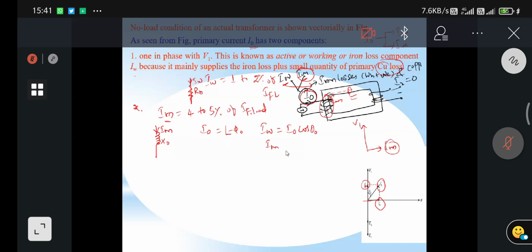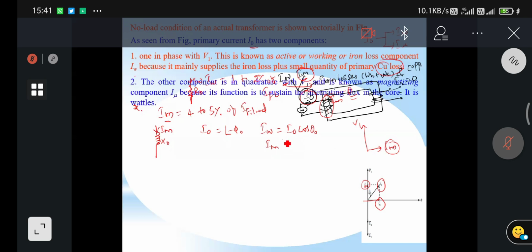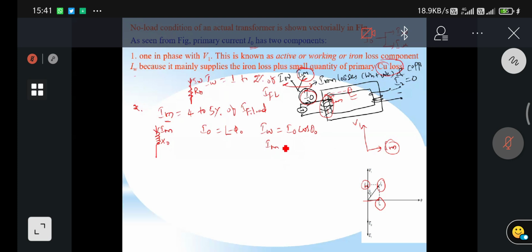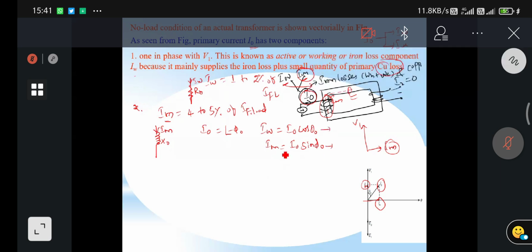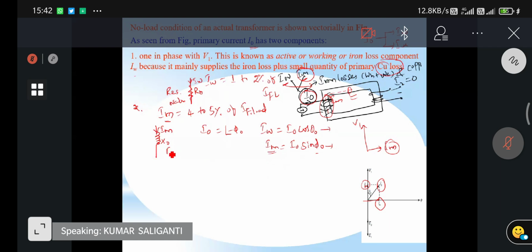So that is IW equal to I naught cos phi naught, and IM equal to, you can see, the magnetic component current, that is I naught sin phi naught. So this is the active component, this is the reactive component. This IM is a reactive component. That's why this is the reactive nature, this is the resistive nature.